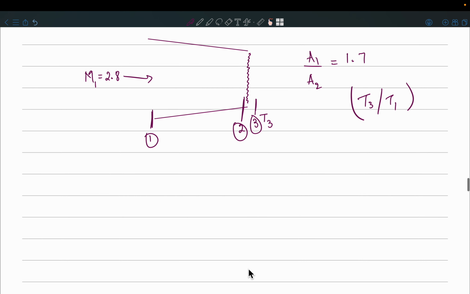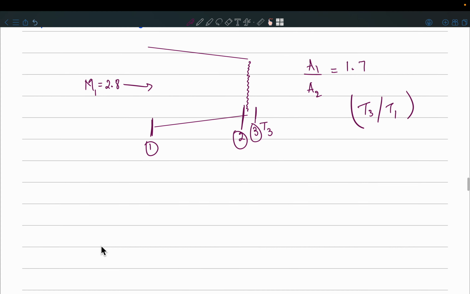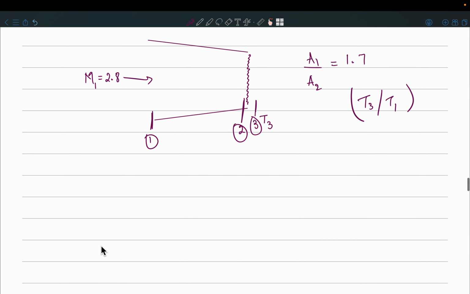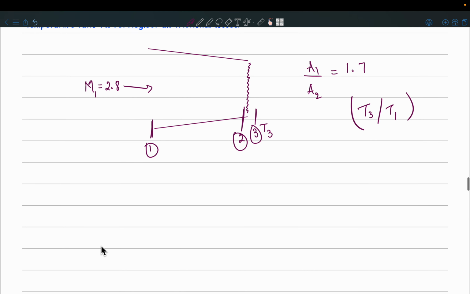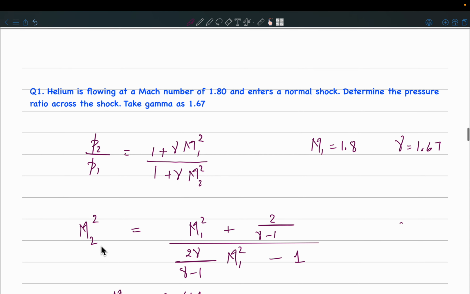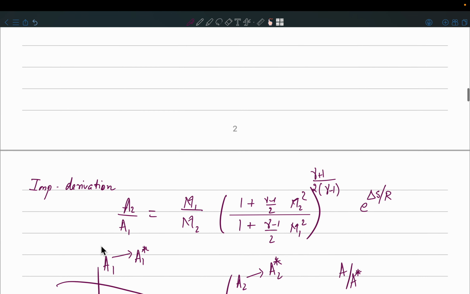First you have to calculate M2. Yeah. How do you do that? Yeah, we have the area ratio. Okay, so you are suggesting we use that relation which was defined here. I wrote it down as a huge equation. Yeah, this one.